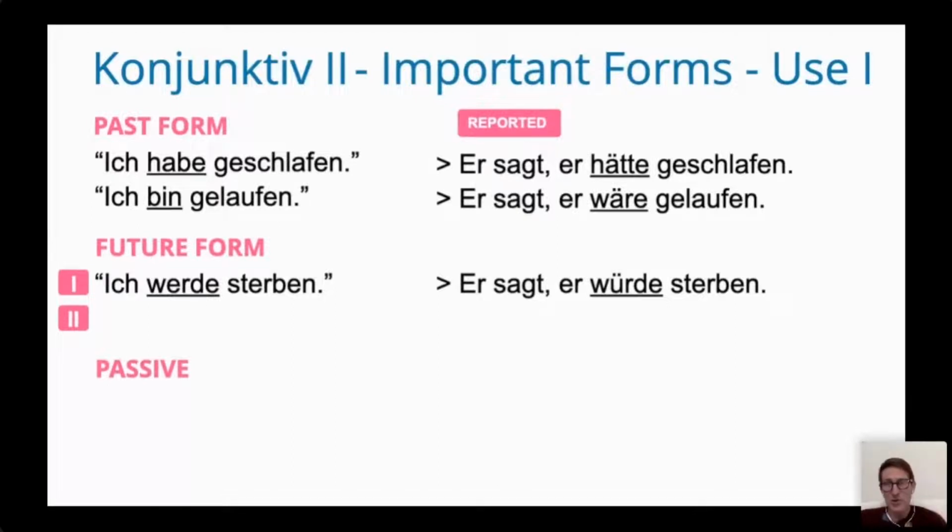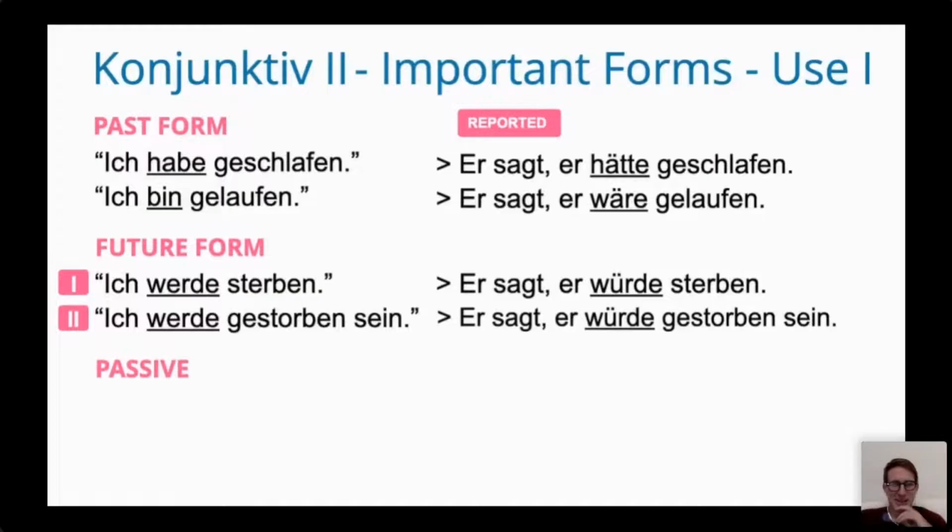And the future can also be finished. If you go further into the future, you already have things that haven't happened yet, but looking into the future, they will be finished. Ich werde gestorben sein. I will have died. Sagt, würde gestorben sein. And you see, it's pretty simple. You just put the underlined word into the Konjunktiv 2 form, which, again, with a bit of practice, you master easily. And needless to say, you learn these in my courses.